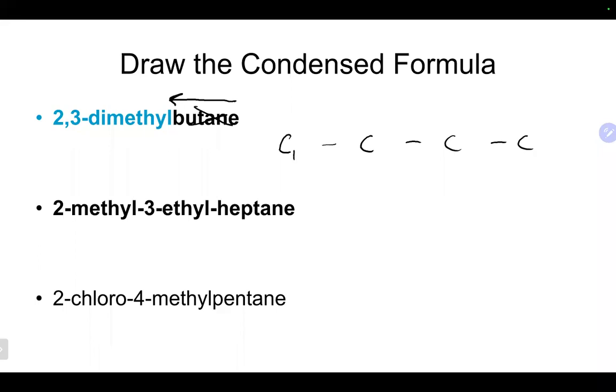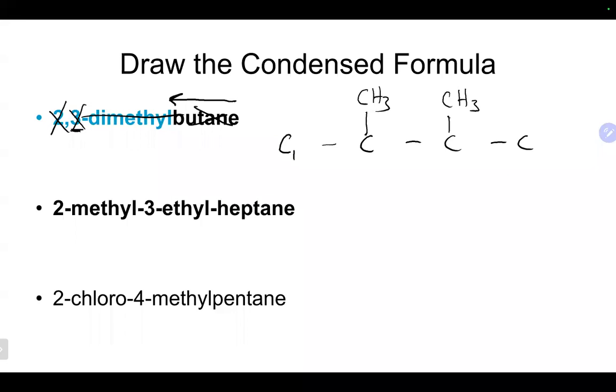And what 2, 3 means is I go to carbon number 2 and I should find a methyl group there. Takes care of the 2. I also go to carbon number 3, which in my case would be right here. I should also find a methyl group there. That takes care of pretty much the entire name. Everything else at this point is going to be hydrogens to get carbon to 4 bonds.